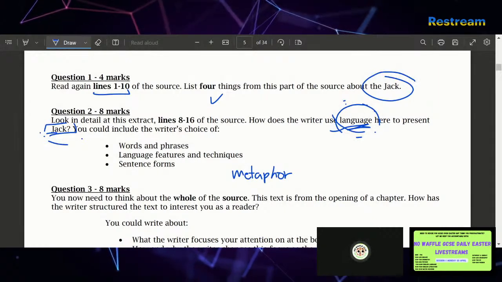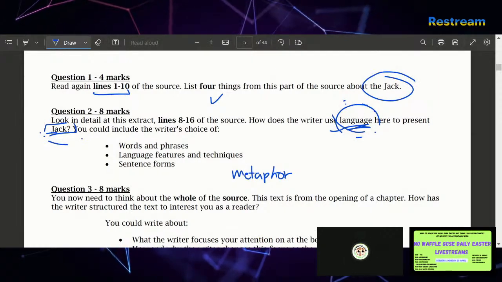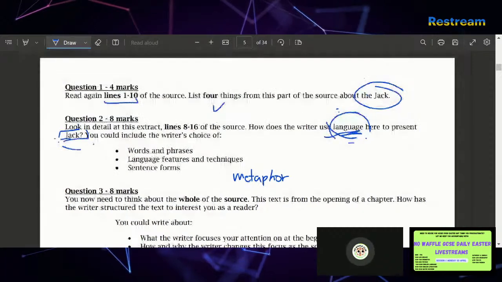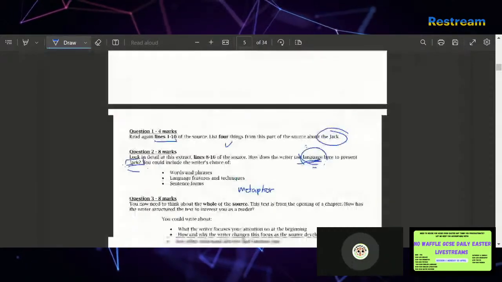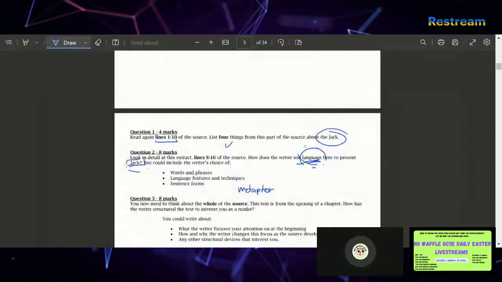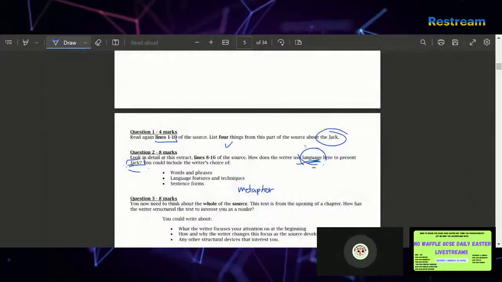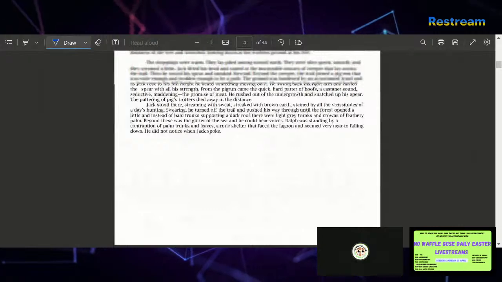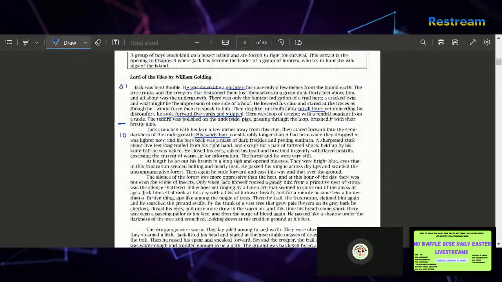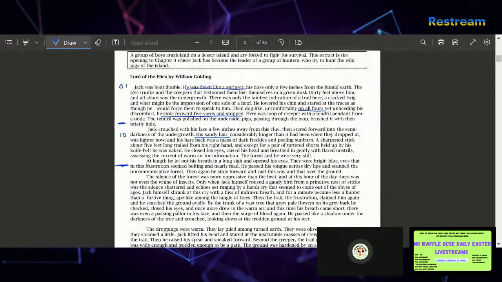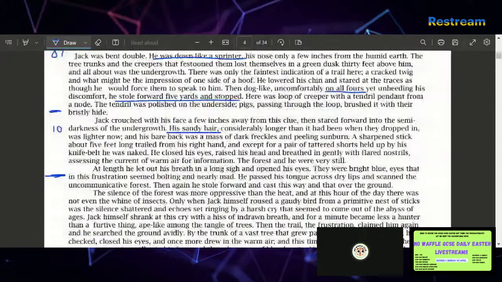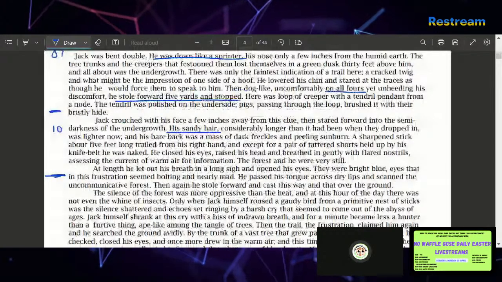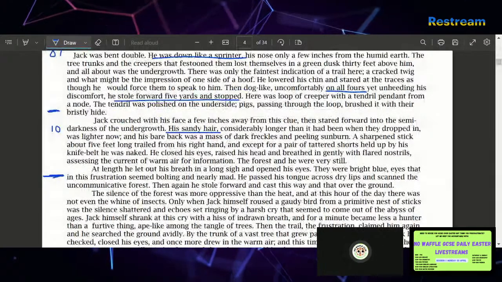So I'm going to give you 10 minutes to answer this question. Look in detail at this extract from lines 8 to 16. How does the writer use language to present Jack? I'm going to show you, so we're being asked from here up to here. I want you to answer this question: how does a writer use language to describe Jack? I'm going to give you 10 minutes. So off you go.